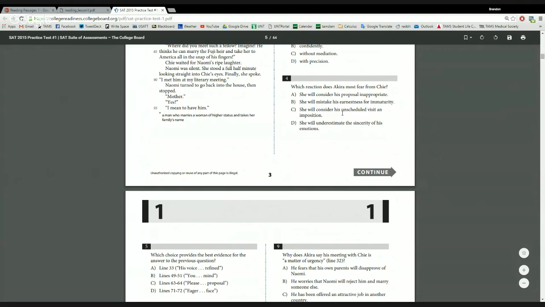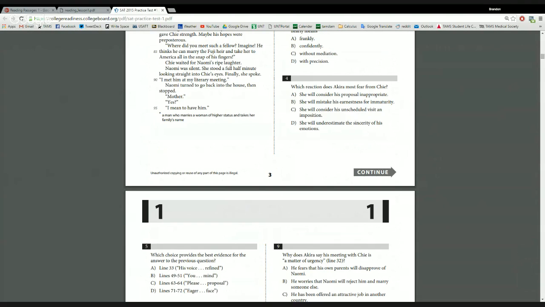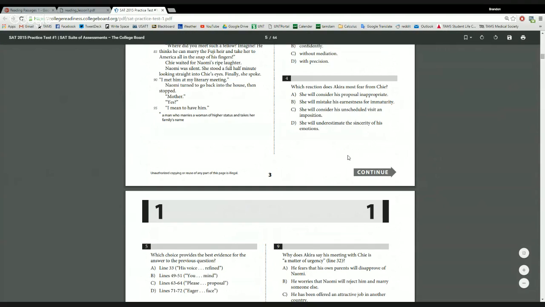C, she will consider his unscheduled visit an imposition. That's just not right, because Akira recognizes that this unscheduled visit is a nuisance, but he's more scared of her rejecting him based on how it's inappropriate. D, she will underestimate the sincerity of his emotions. This is not mentioned in the passage, nothing about his emotions, especially in that part, so that's incorrect. So the answer is A, she will consider his proposal inappropriate.